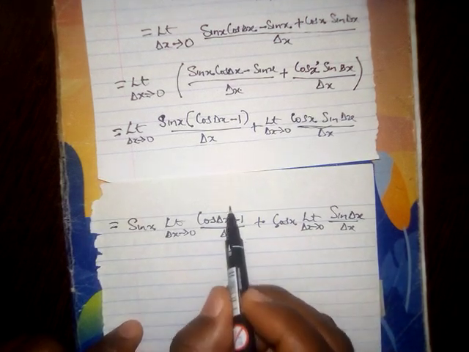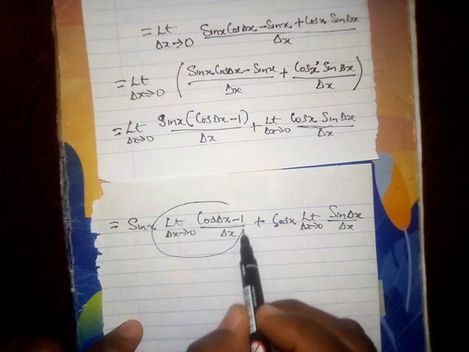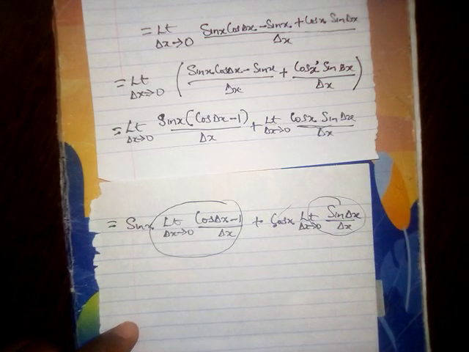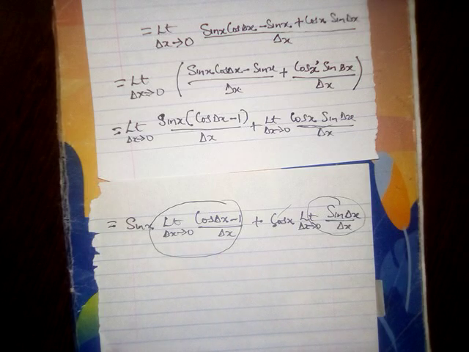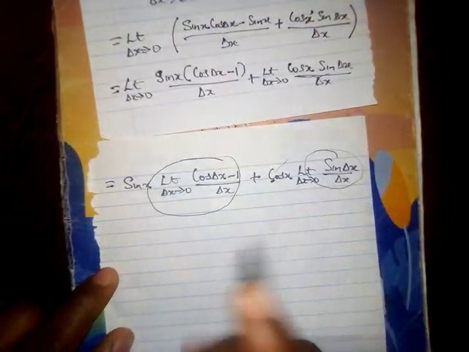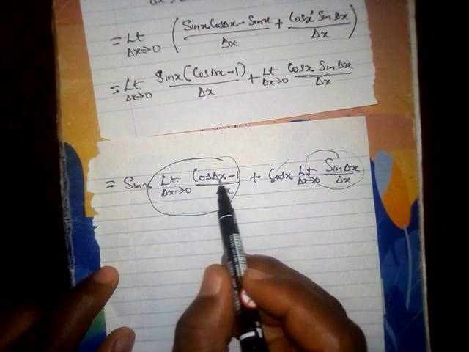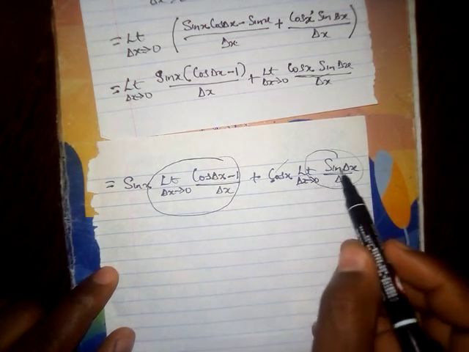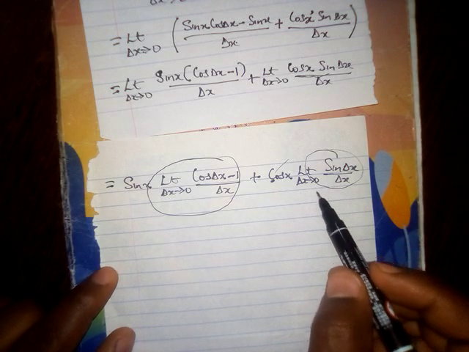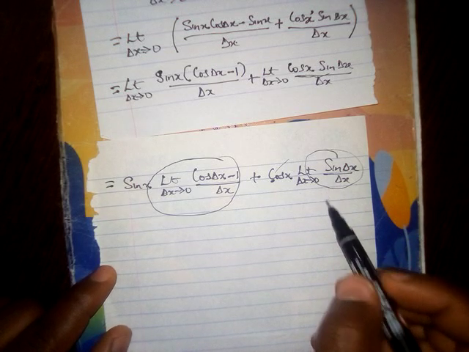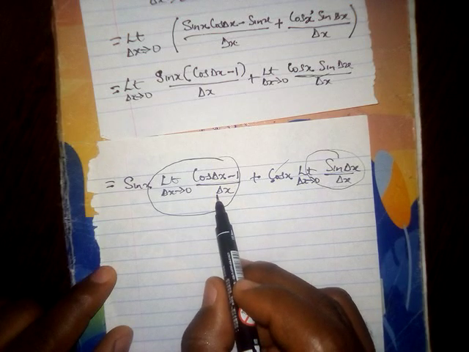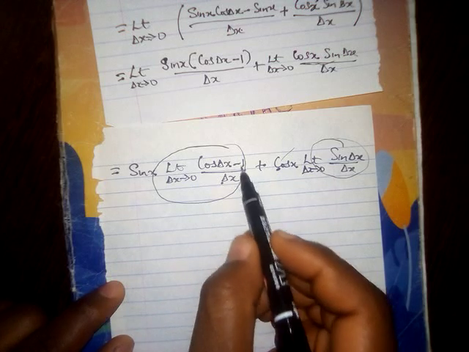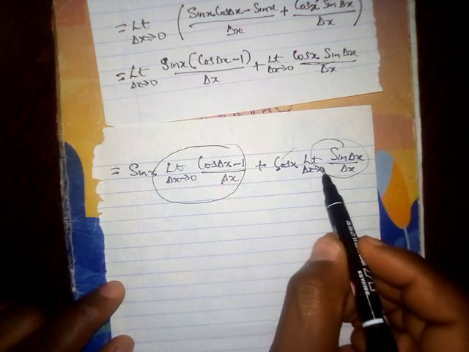Now what do you observe? Look at this, look at this too. These are special limits. They have proofs, although we are not going to do it in this video. In special limits, the limit of this function is 0, while the limit of this function will give us 1. So as change in x approaches 0, this approaches 0, and as change in x approaches 0, this approaches 1.